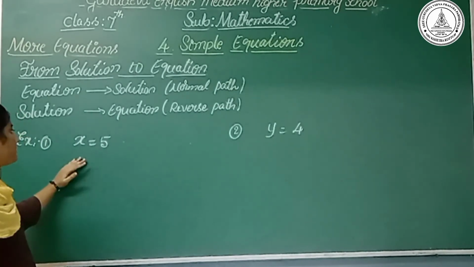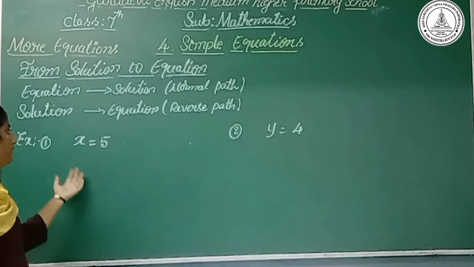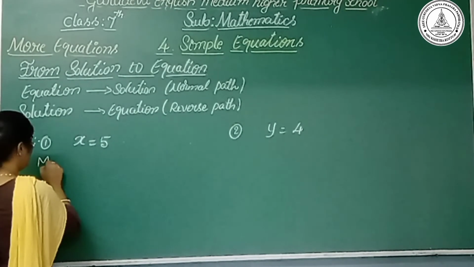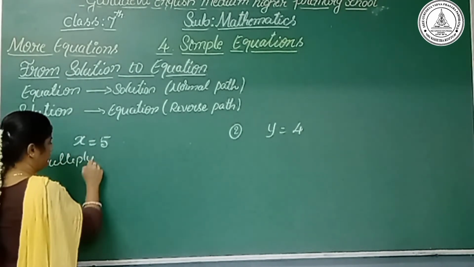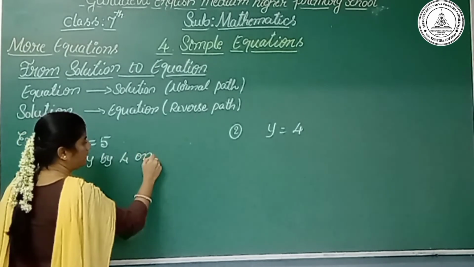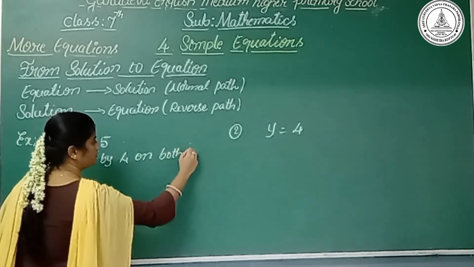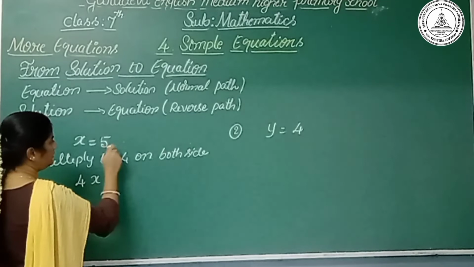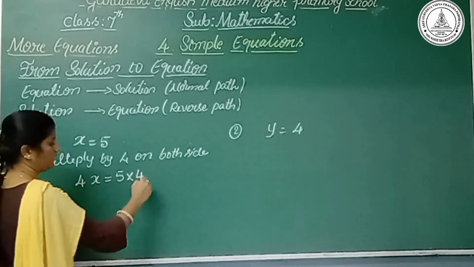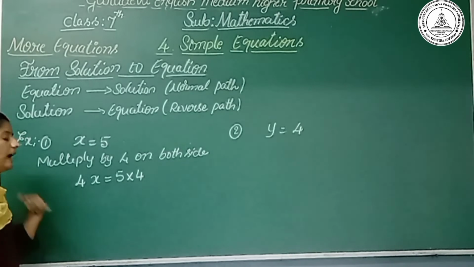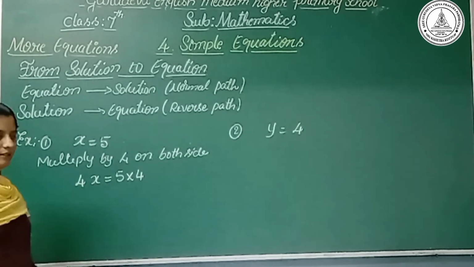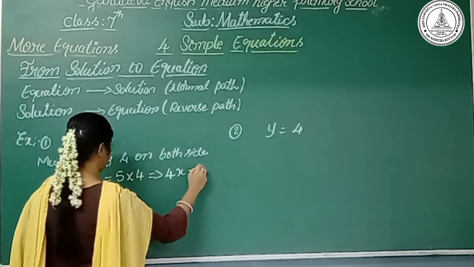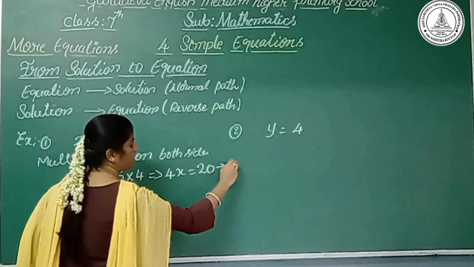Okay. So in the first step, I will multiply by 4 on both sides. Let's do it here. Multiply by 4 on both sides. What will I get? I will get 4 into x equals 5 into 4. Right? So it is one of the equations, that is 4x equals 20. So it is one equation.